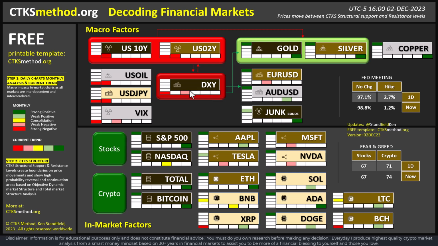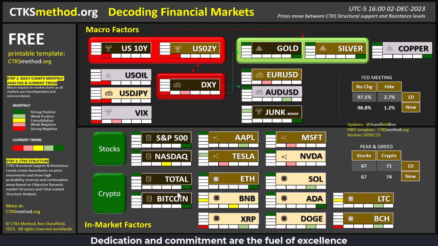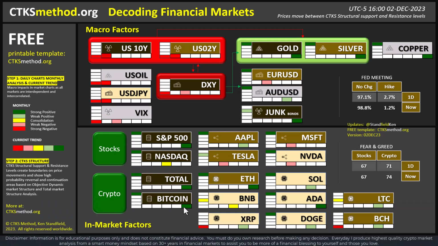If the dollar is rallying, expect junk to get weaker and the major indices to get weaker, and also crypto to get weaker. We're seeing pretty much the exact opposite at the current time. That is very encouraging. One thing to note, Bitcoin is acting with a lot of strength right now, as is total, but you need to go to step 2 to look at the structural resistance and support levels to understand if continuation can occur. Let's just quickly do that now.